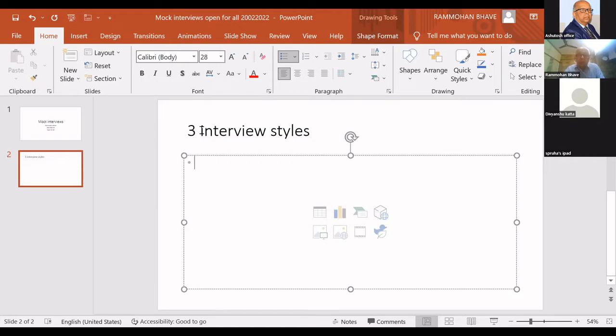One is biodata based interview. That is, whatever is in your biodata, they will ask you the questions. Second is job profile based interview. And third is tell me about yourself.